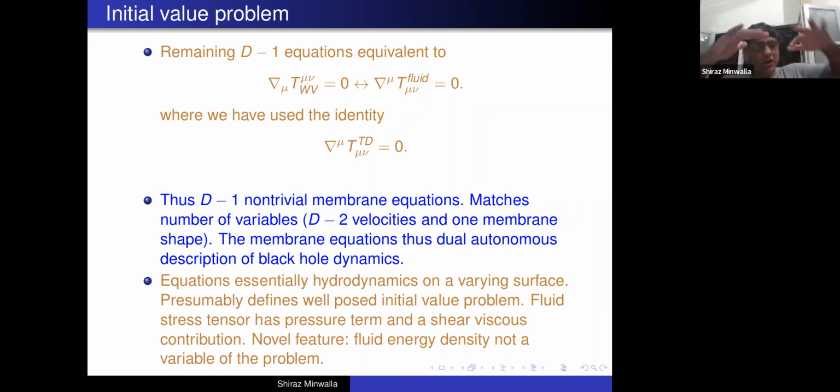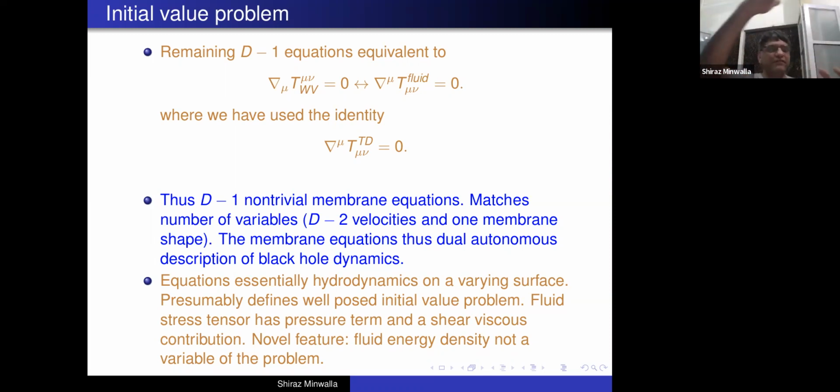Okay, notice that the equations that we have are basically those of hydrodynamics on a wobbling membrane. Though there's one novel feature. Hydrodynamics, as we reviewed in the first part of this talk, usually has two kinds of variables: a velocity field and an energy density field. Now, if you put hydrodynamics on a wobbly shape, you would imagine that the total number of variables was d plus 1.